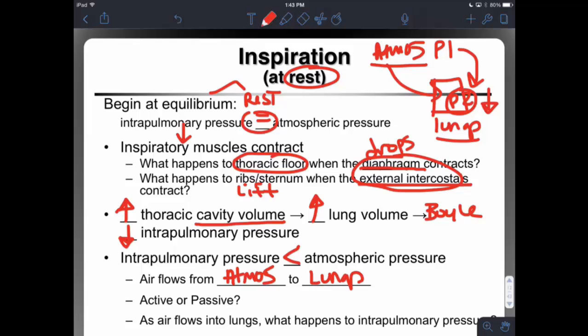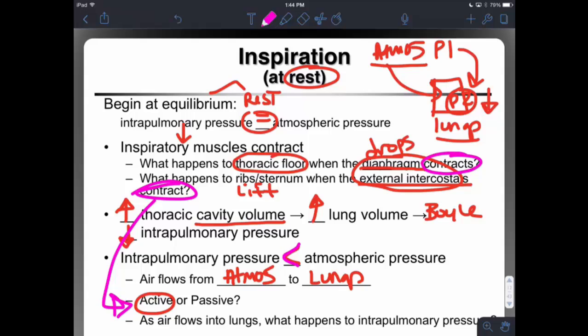Now, is this movement active or passive? We started at equilibrium. How did we generate the gradient? Was it natural, or did we have to do work? We had to do work. These muscles had to contract. So we had contraction, and we used ATP. Therefore, in order to generate that pressure gradient, to drop the pressure inside the lungs and set up a gradient between the atmosphere and the lungs, we had to actively cause this gradient to occur.